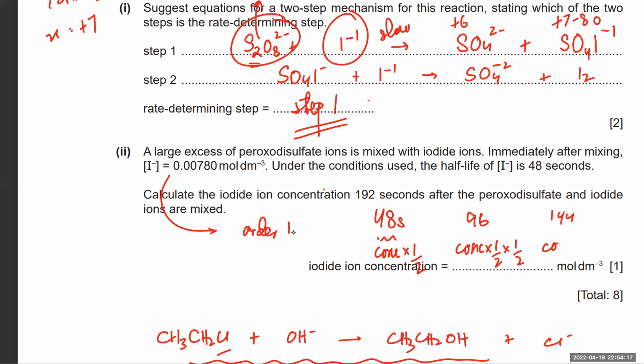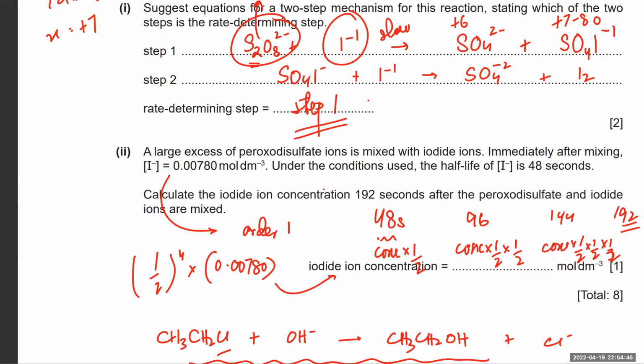So the concentration would decrease by another half. So it's half cubed. And the last one would be, if you go all the way up till 192 seconds, then the concentration, it's again 48 seconds. So the concentration would again decrease by half, so it's half to the power 4, that's 4 half-lives, into the concentration of iodide. Is this clear?